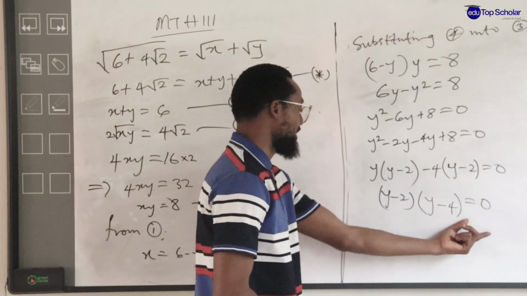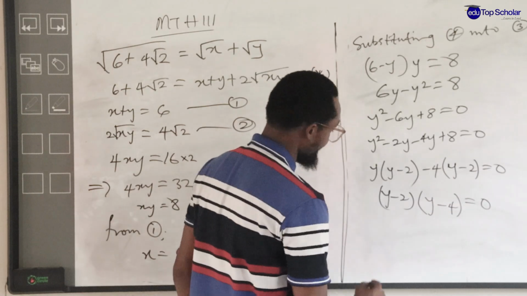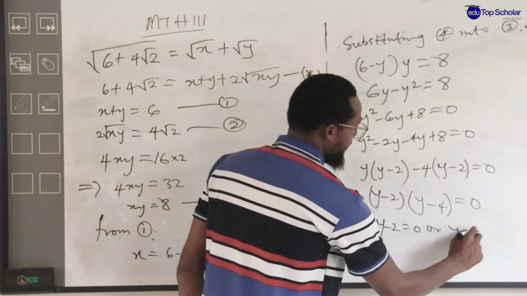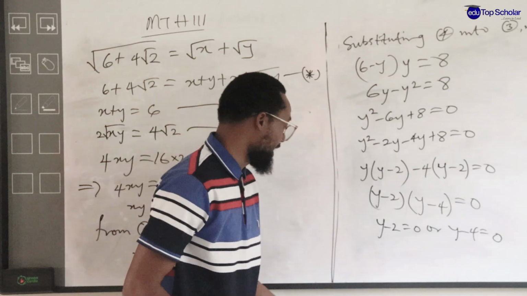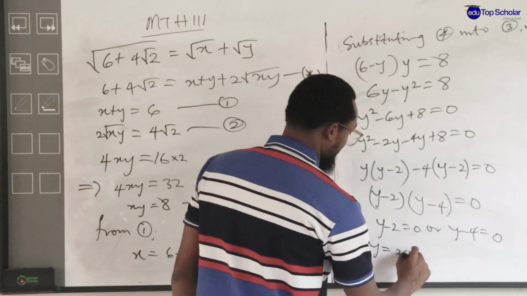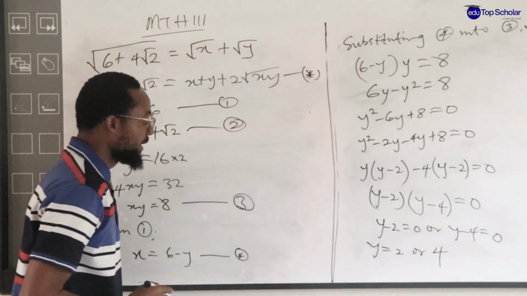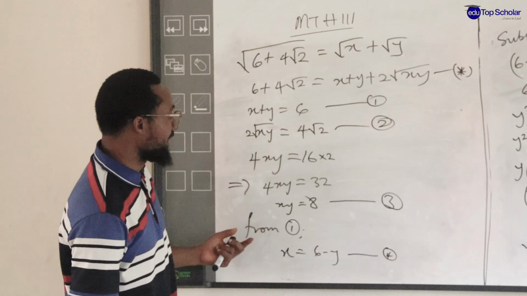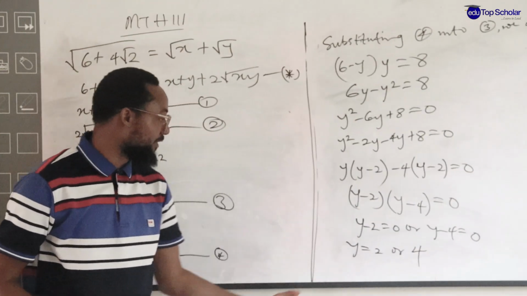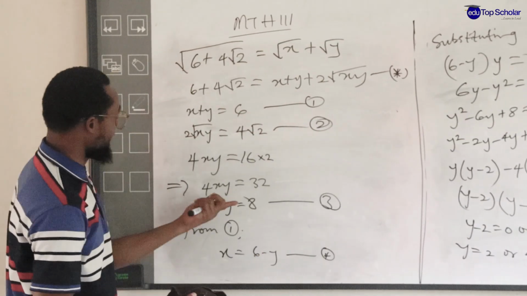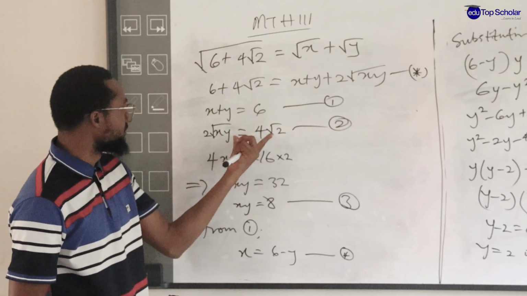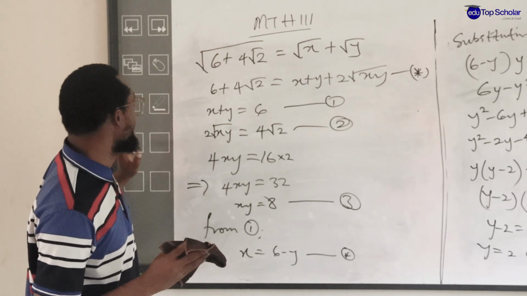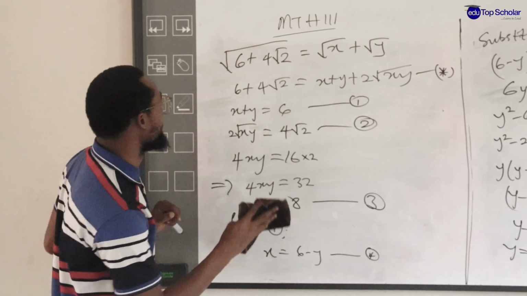When we have two things multiplying each other and we have 0, like I mentioned earlier, that implies that y minus 2 equals 0, or y minus 4 is 0. Therefore, y is 2 or 4. These are the values of y. If I want to get the values of x, I can substitute back into equation 1. That is the substitution method for solving simultaneous equations.